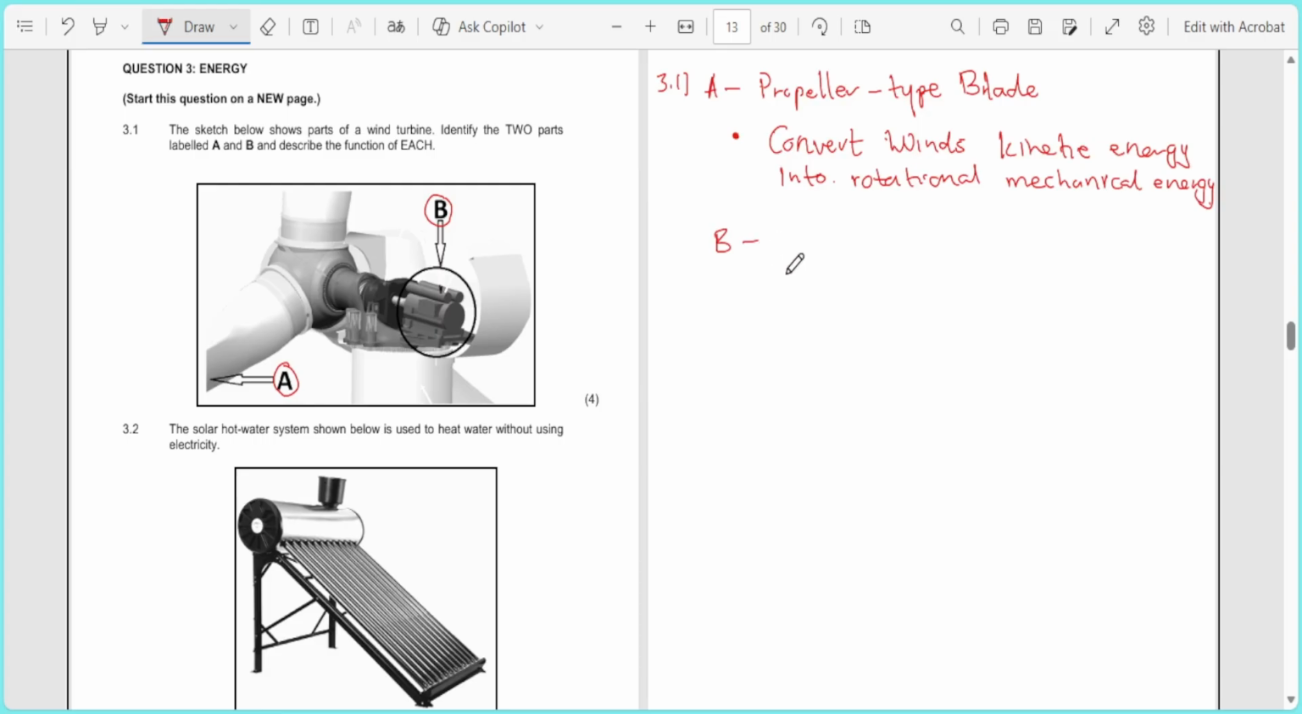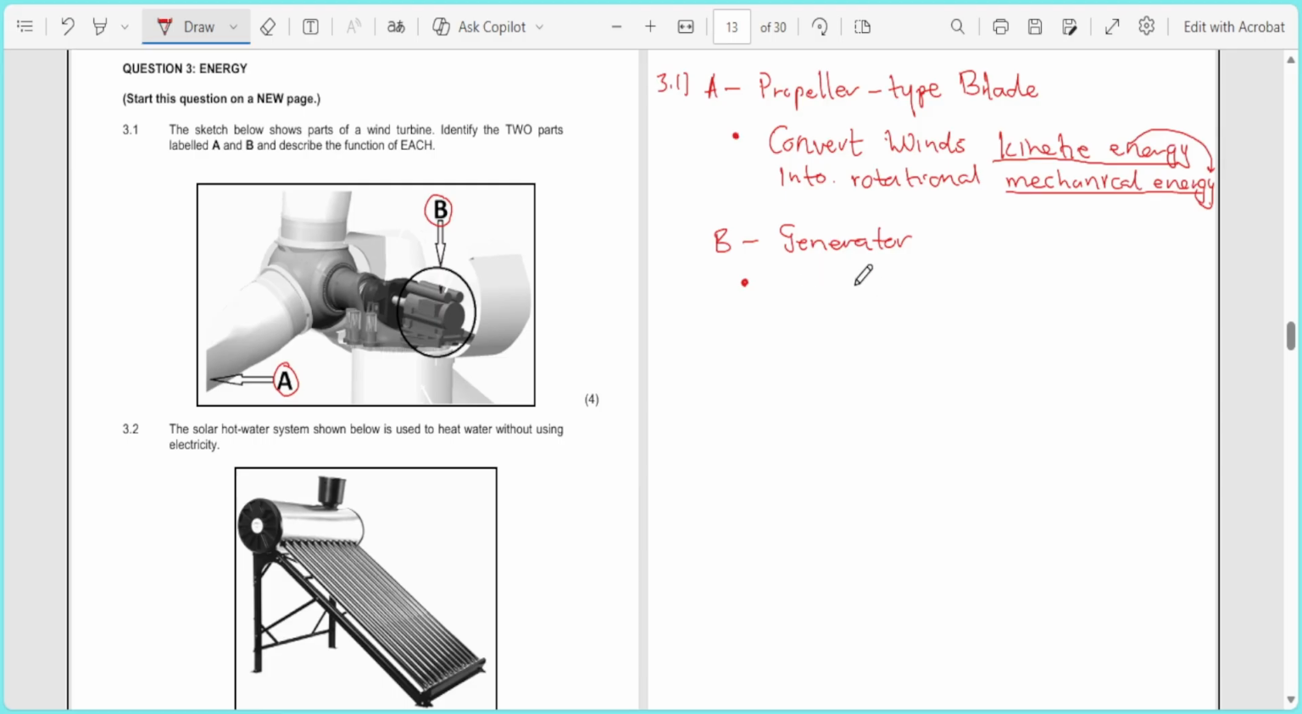Now, B is that part that gives us energy, okay? It's that part that gives us energy. It is the generator. It produces the actual electricity, right? So the propeller, it only converts one form of energy to another, the kinetic to mechanical. Now the generator actually takes the rotational energy into electrical energy. So there's sort of like a three-step energy conversion: kinetic, mechanical, then to electrical energy.